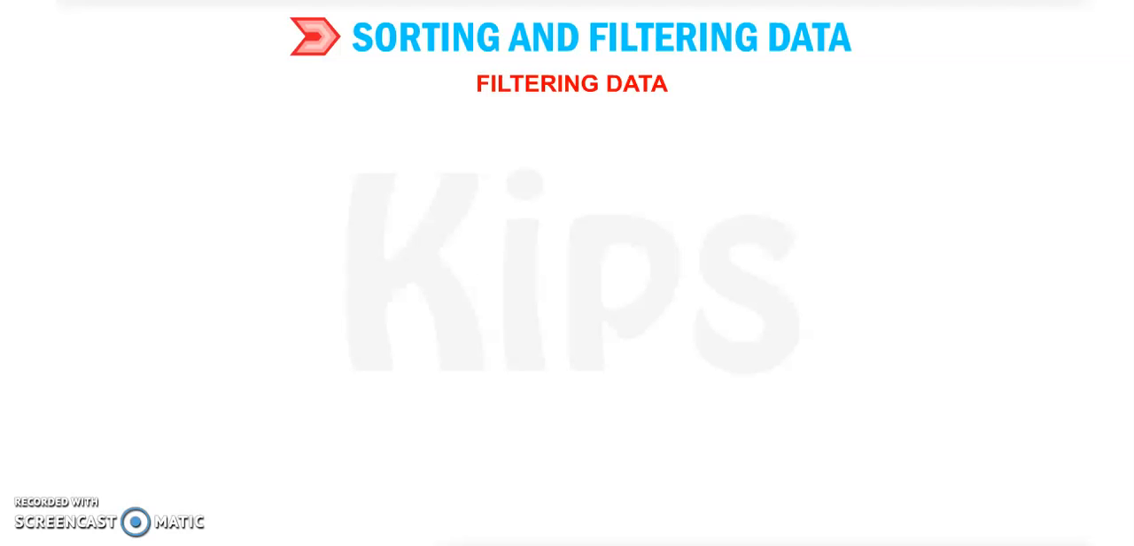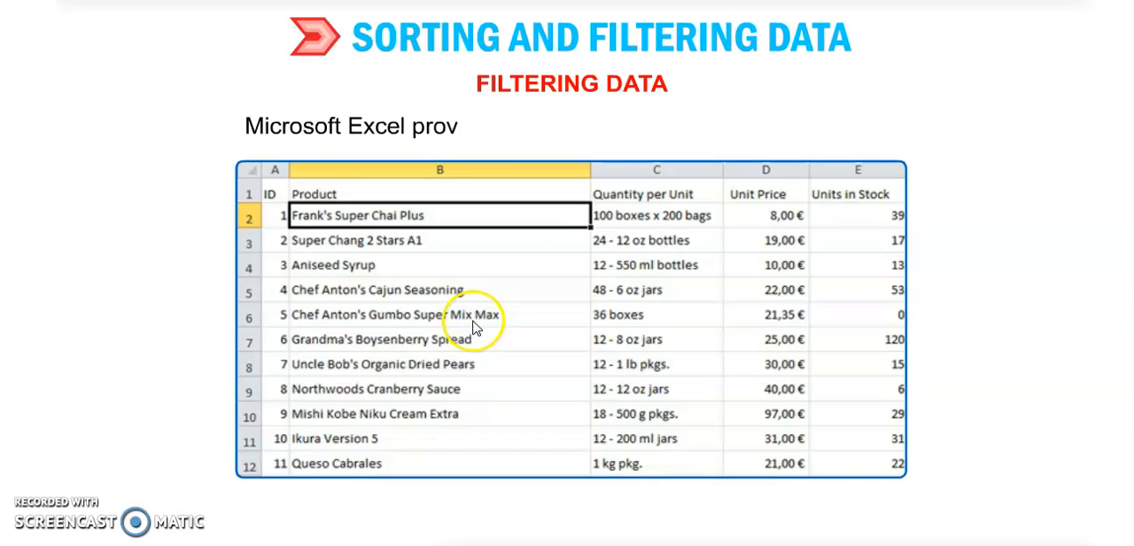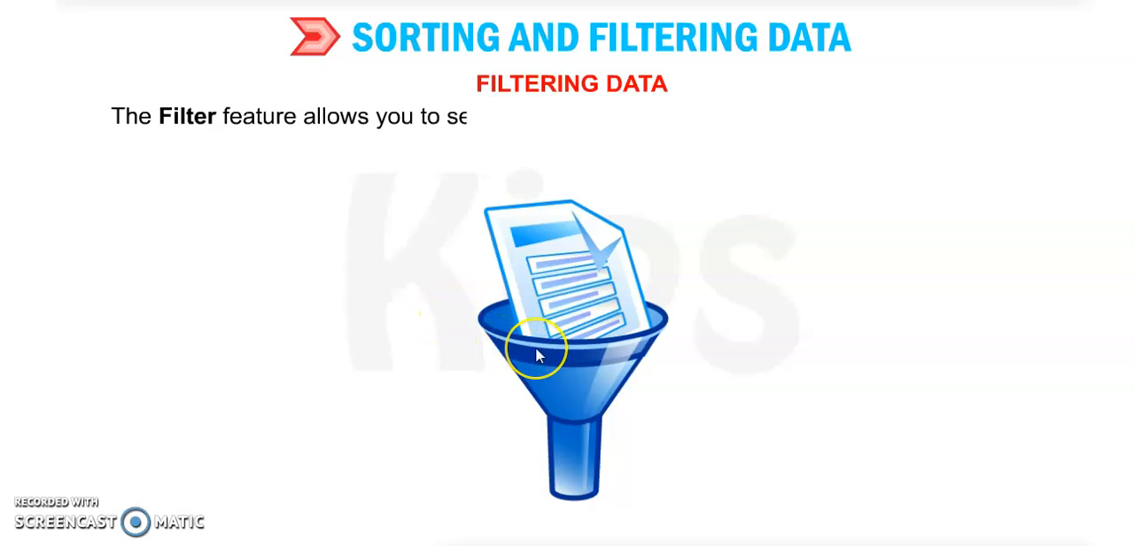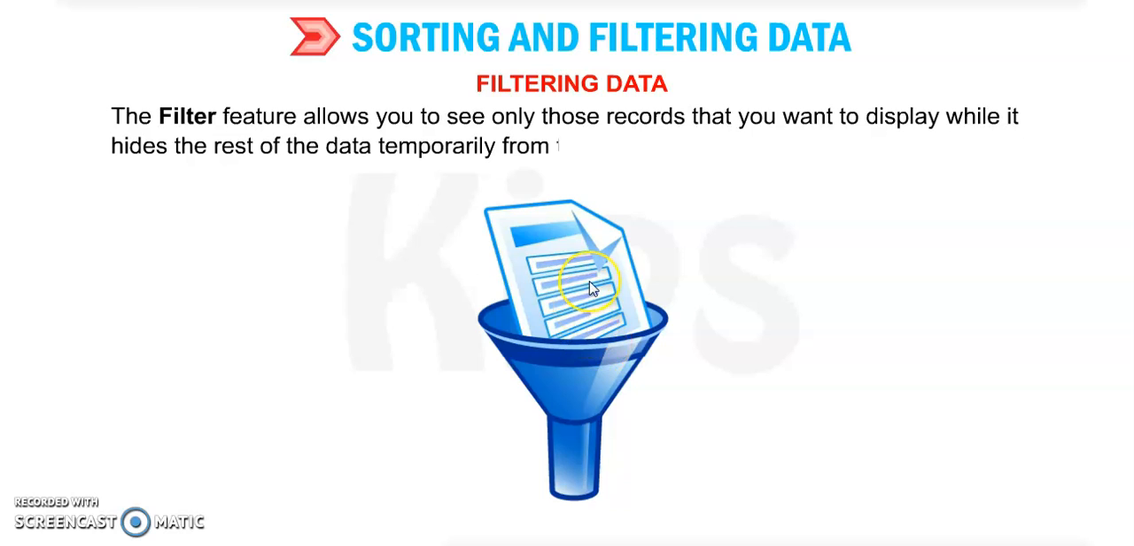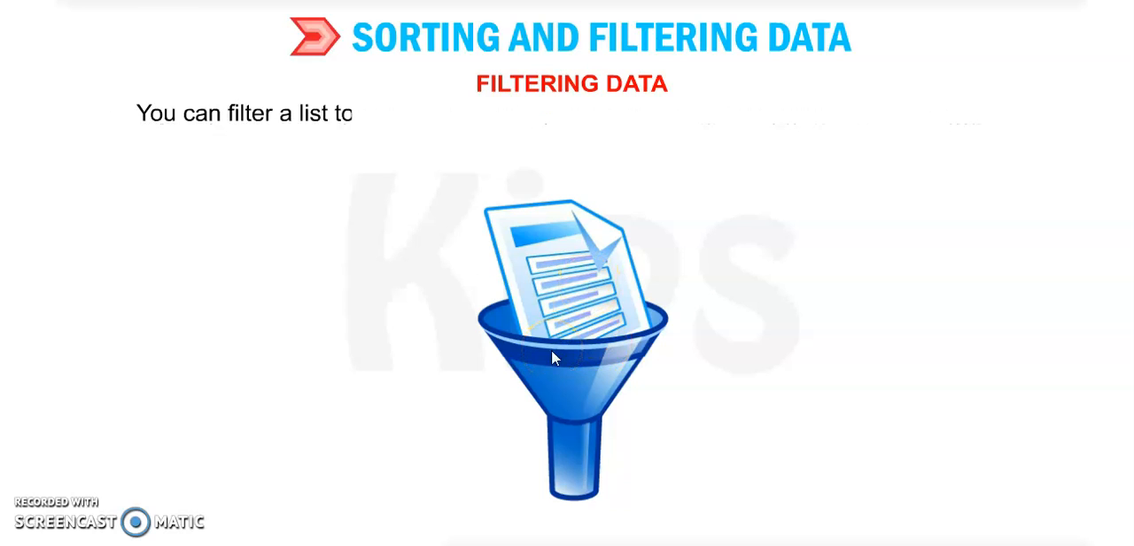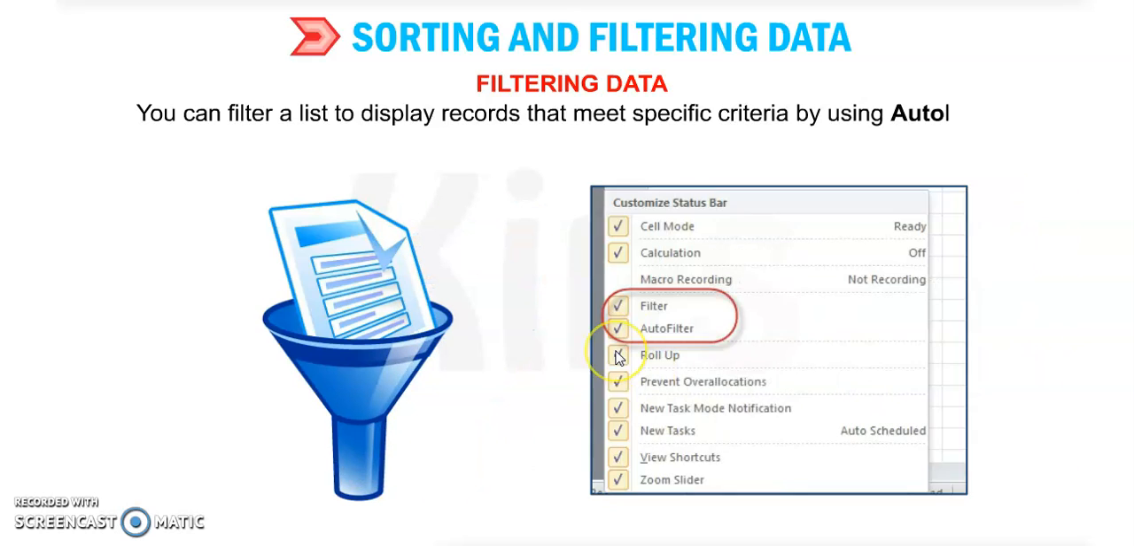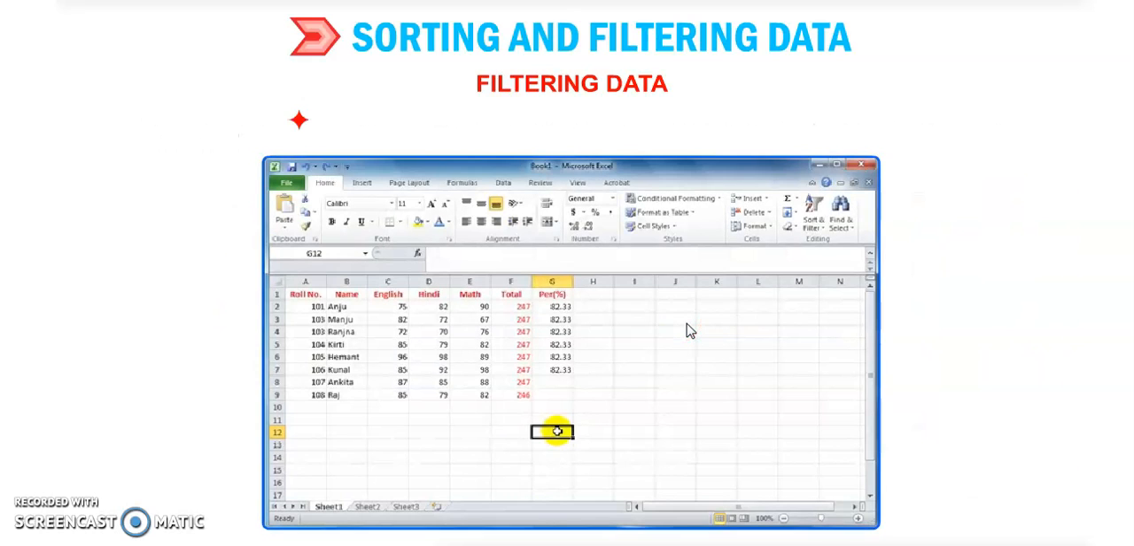Now the next option is filtering data. Microsoft Excel provides several ways to analyze data in a list. The filter feature allows you to see only those records that you want to display, while it hides the rest of the data temporarily from view. Those records we want to see, only we can see those records, and the others will be hidden. You can filter a list to display records that meet specific criteria by using the AutoFilter command. We can give the condition in the AutoFilter.